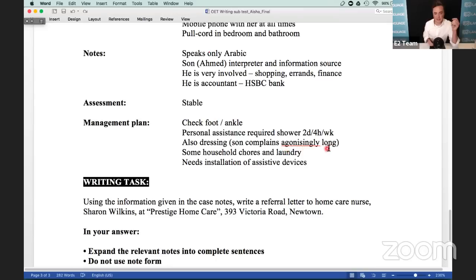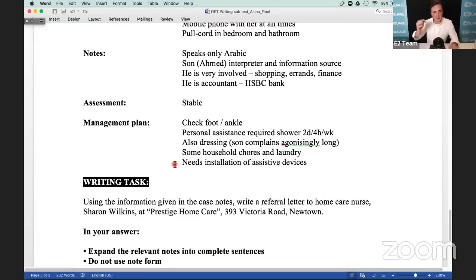Son complains agonizingly long, not to do with the pain, but to do with how long it takes for her to get dressed. Some of the case notes will have tricky little bits of language like that that might trick you. Aisha Amari also needs some household chores and laundry, and finally needs installation of assistive devices.